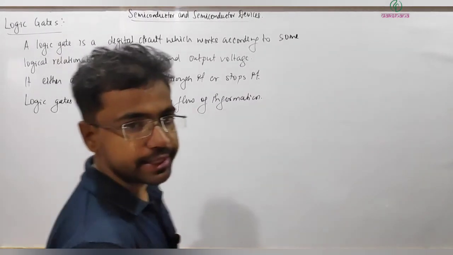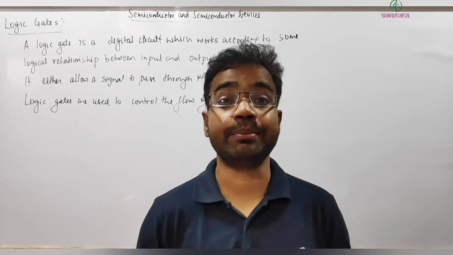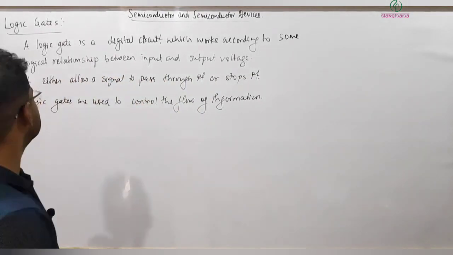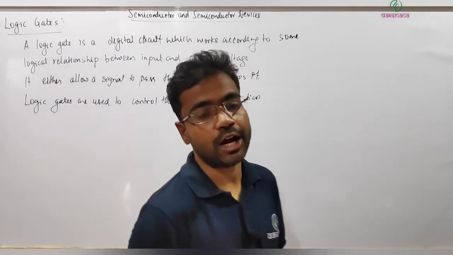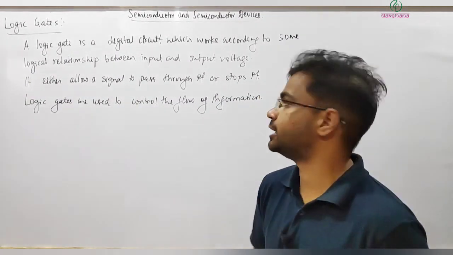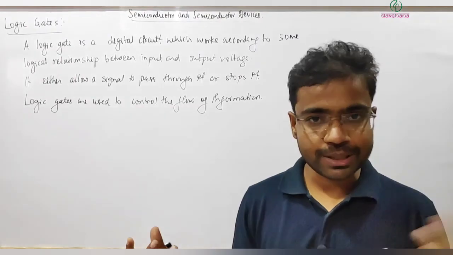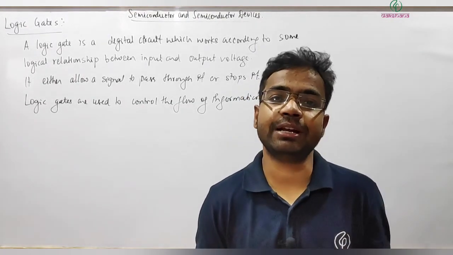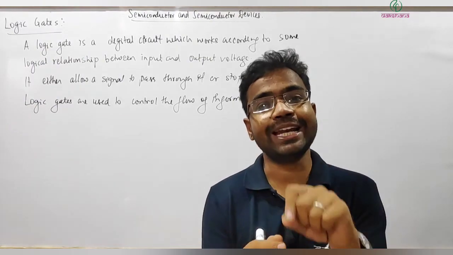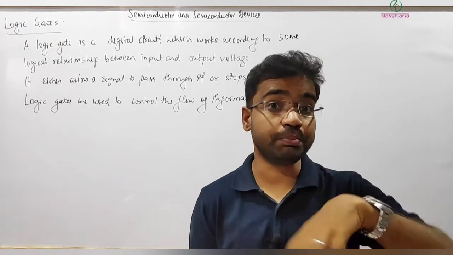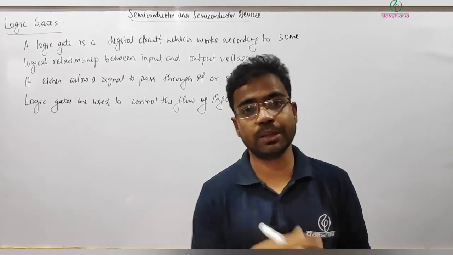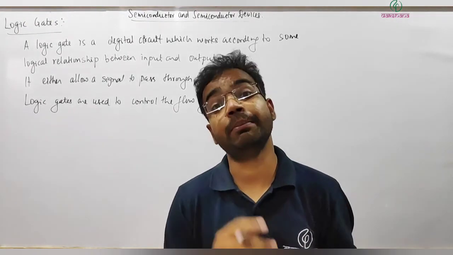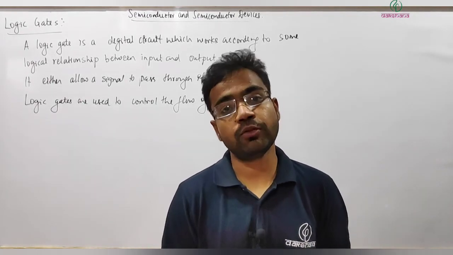Okay, a logic gate. Logic gates are basically digital circuits which work according to some logical relationship between input and output voltages or signals. Basically it either allows some signal or blocks it completely. The point is when it will allow and when it will not allow. Based on that there are different possible combinations and different logics can be made, and based on that we have many types of logic gates.